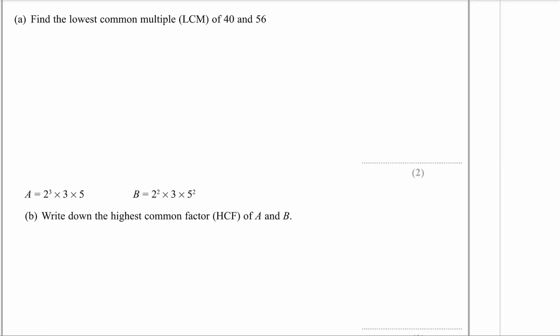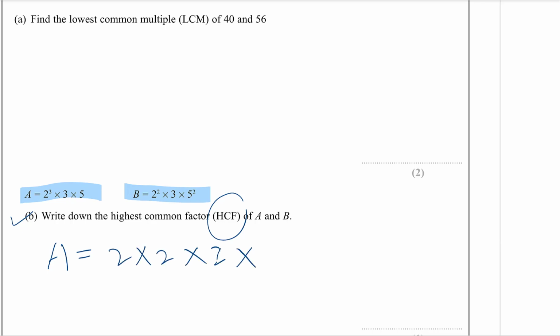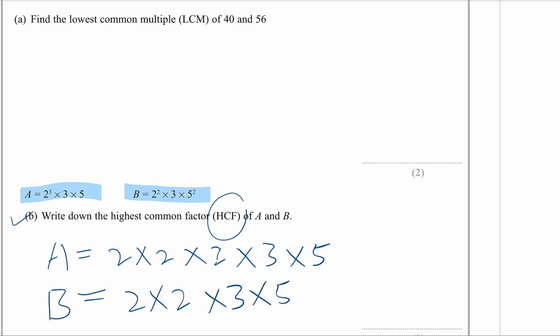Okay, there's part A and part B to this question. Let's look at part B first. Right, we have A equals to this, B equals to that, and we want the highest common factor. So I'm going to rewrite A as 2 times 2 times 2 times 3 times 5, and B as 2 times 2 times 3 times 5 times 5.